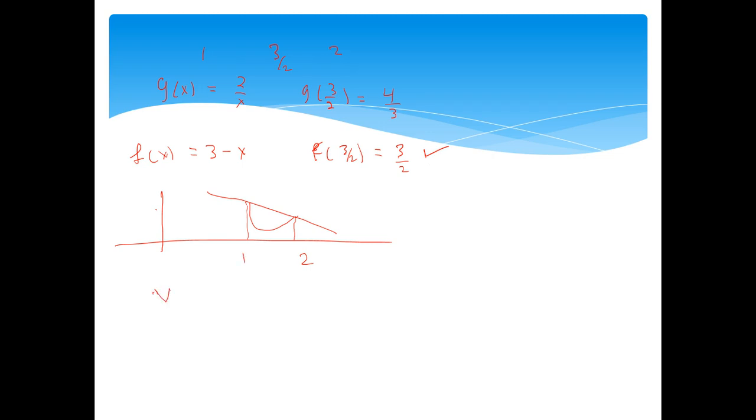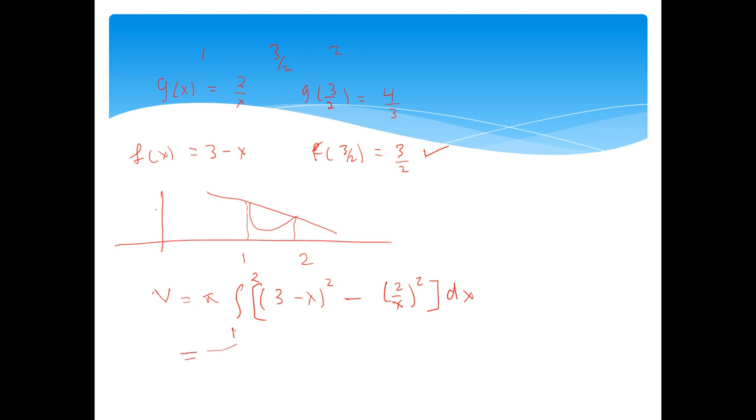So the volume here is pi. We're going to use the washer method at this point because we have two functions. So the integral from 1 to 2 of the first function, which is 3 minus x, squared, minus 2 over x, squared, dx.